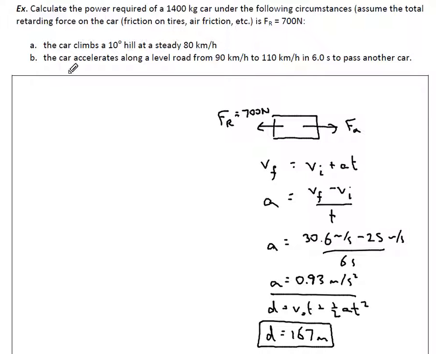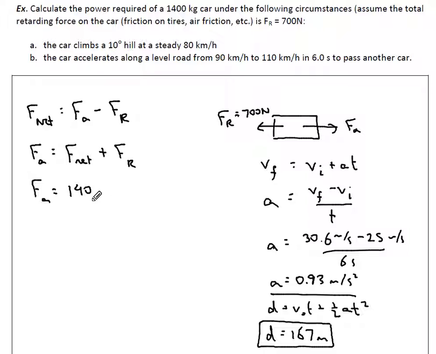So it says calculate the power. So what's our F net? F net is equal to applied force minus all those resisting forces. So the applied force is equal to F net plus Fr.